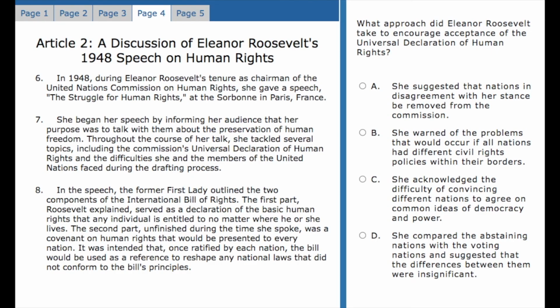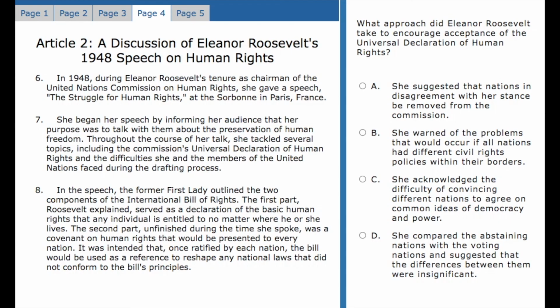She began her speech by informing her audience that her purpose was to talk with them about the preservation of human freedom. Throughout the course of her talk, she tackled several topics, including the Commission's Universal Declaration of Human Rights and the difficulties she and members of the United Nations faced during the drafting process.